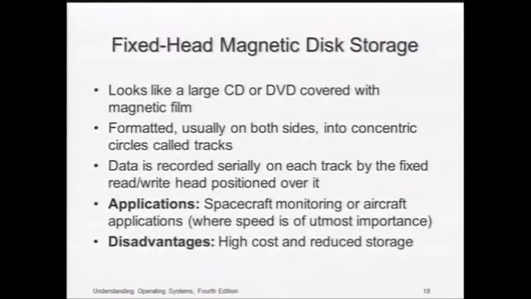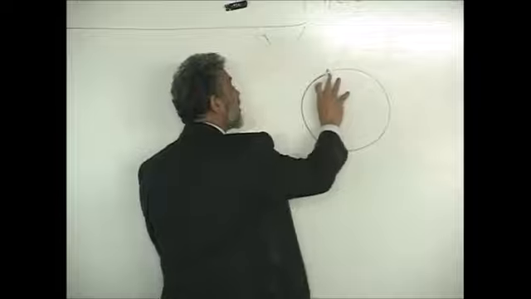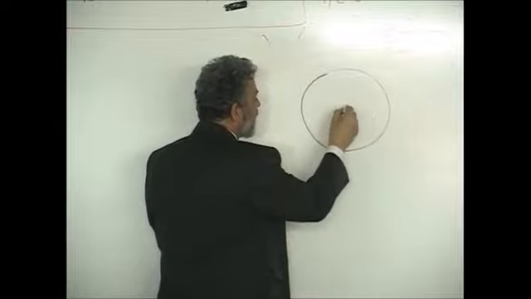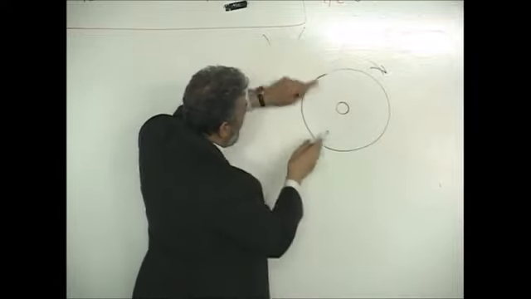So we talk about hard disks, and there are two types. To start with, there's the fixed head and the variable head, or the movable head. So let's find out what a hard disk might look like. A hard disk is just a flat, metallic disk that has material that can be magnetized. And we have a head that floats over it, and this disk rotates, and at any point the head is floating on top of it.